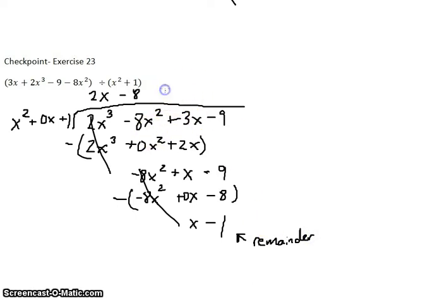So the way I write this, anytime you have a remainder, it's left over what you are dividing by. So my answer for this is this whole thing here. That's my whole answer. This whole thing.